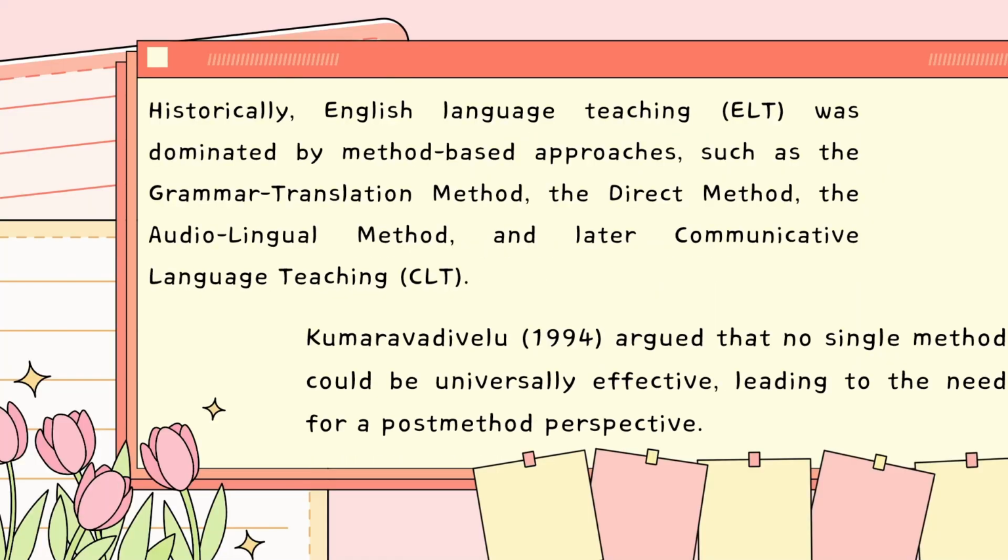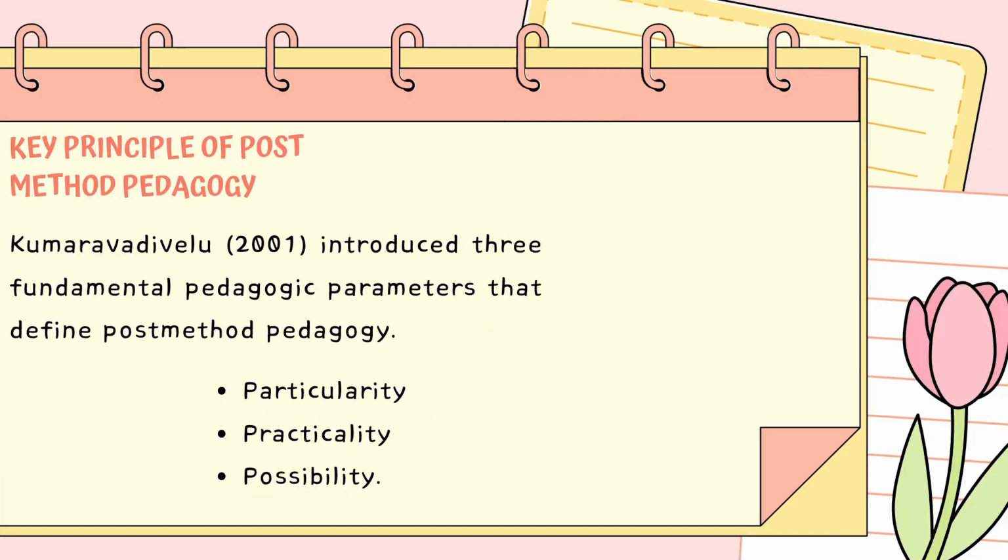So, historically, English language teaching, the ELT, was dominated by method-based approaches, such as the grammar translation method, the direct method, and the audiolingual method, and later communicative language teaching or the CLT. Kumara Vadivelu, 1994, argued that no single method could be universally effective, leading to the need for a post-method perspective.